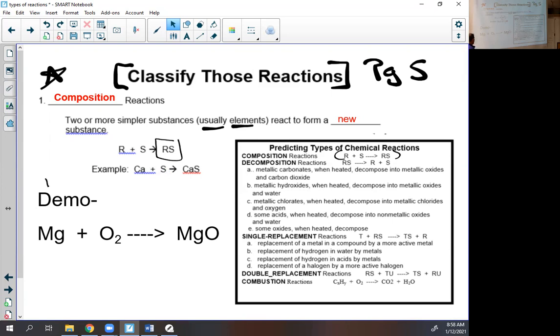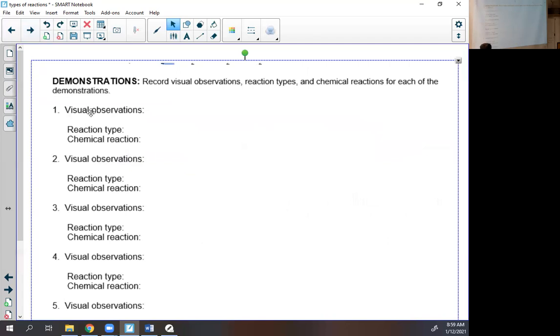Now, page 6. The first demonstration I'm going to do for you over here in a second is this demonstration. Where it says demonstration, visual observations, that's where you will draw what you see. Where it says reaction type, you can go ahead and fill that in. Demonstration number 1, the reaction type is a composition reaction. So on page 6, right off the bat, we write composition. That was not very pretty. Hopefully yours looks better.